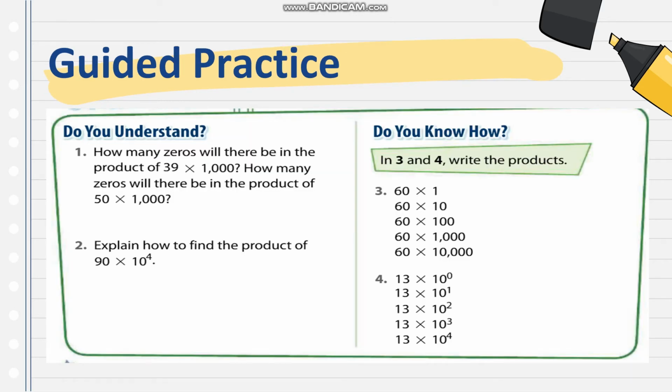Question number 1. How many zeros will there be in the product of 39 multiplied by 1000? And how many zeros will there be in the product of 50 multiplied by 1000? So the answer is 3 and 4.